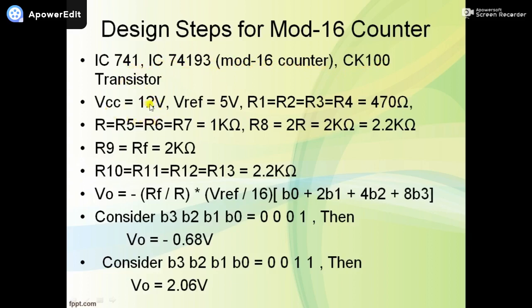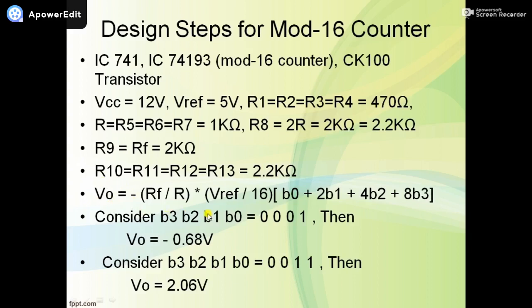So consider VCC is 12 volt, V reference is 5 volt, and consider R1, R2, R3, R4 as 470 ohm, and the remaining R5, R6, R7 are taken as a common R, which is 1 kilo ohm. R8 is equal to 2R, that is 2 kilo ohm, but 2 kilo ohm is not a standard value, so we consider 2.2 kilo ohm. Then R9 is the feedback resistor, that is 2 kilo ohm. The remaining R10 to R13 are 2.2 kilo ohm resistor values.